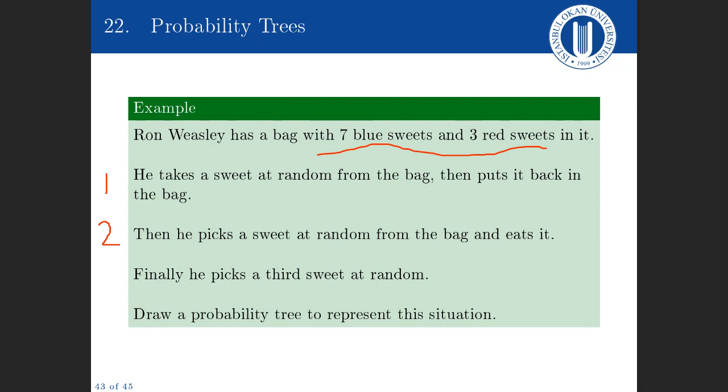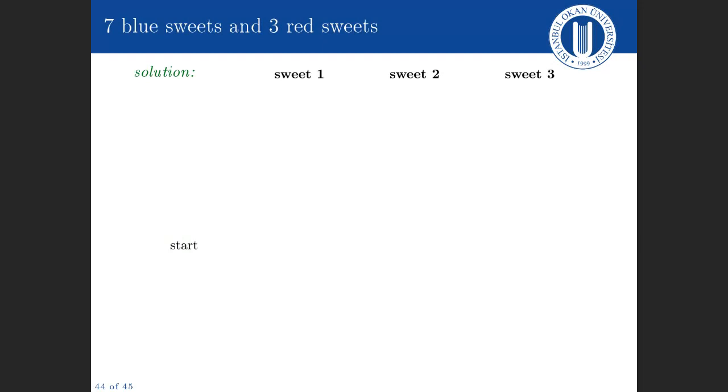But then he eats this 2nd sweet. So now there's only 9 sweets in the bag. And then he picks a 3rd sweet at random. So let's draw our probability tree.